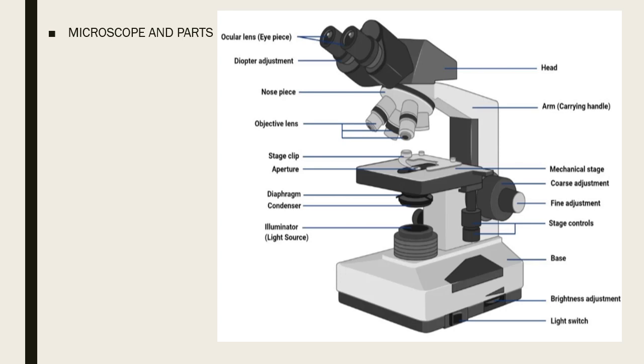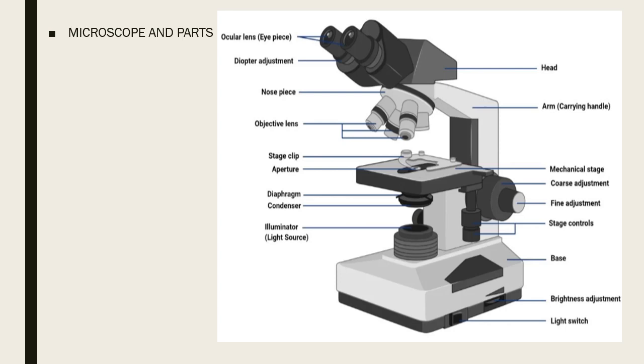Okay, moving on, let's take a look at your microscope. Your microscope is an instrument used to view an object that is too small to be seen by the naked eye. Your microscopy, as I said last time, is the science of investigating small objects with the use of your microscope.